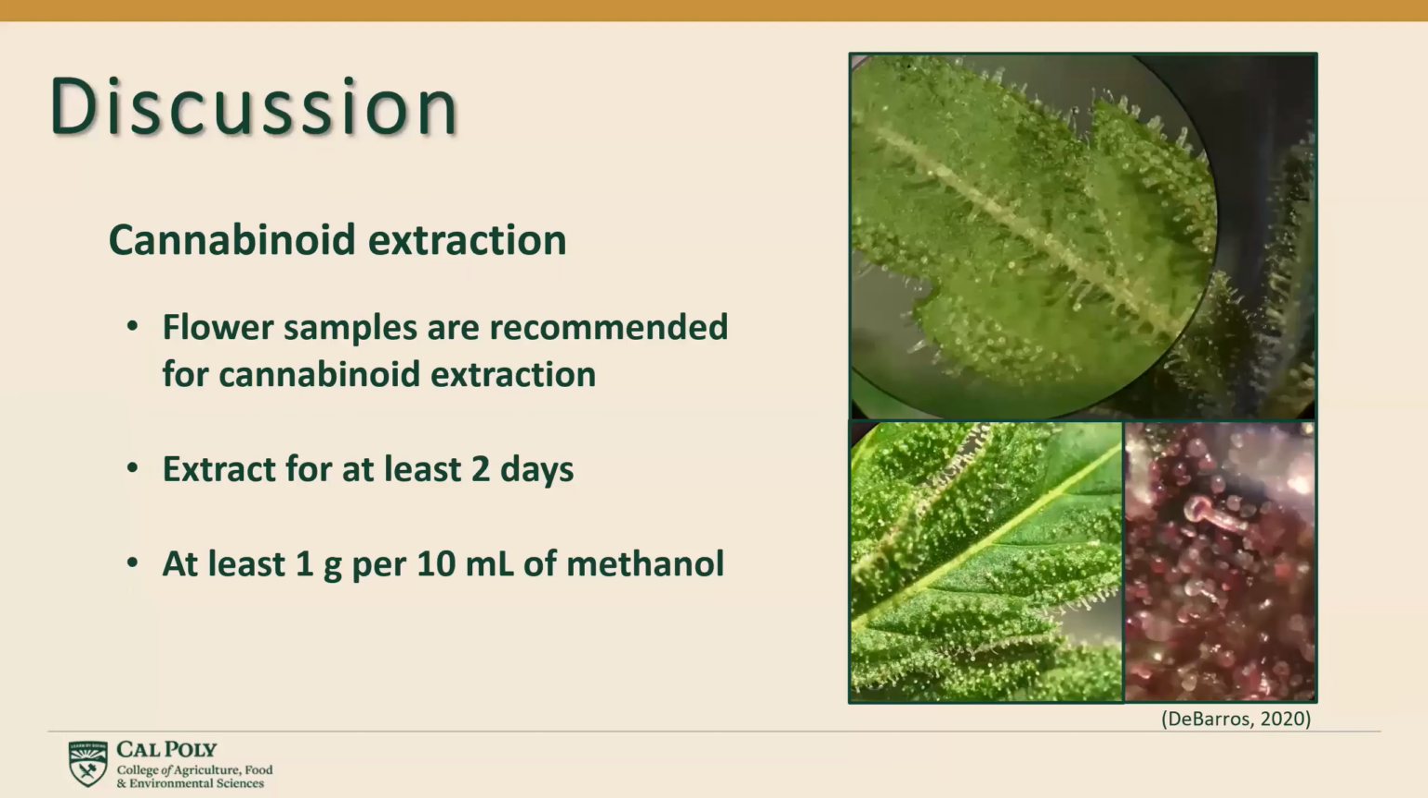So, wrapping up the extraction experiment, it is recommended to use flower samples when testing for cannabinoids because these compounds are mainly expressed during flowering. Based on these results, the flower tissues should be extracted for at least 2 days based on the present study, but a minimum extraction period would be necessary to find how quickly you can achieve full extraction. And at least 1 gram per 10 mils of methanol for flower samples would be recommended to get an accurate assessment of the ratio of CBDV to CBD.